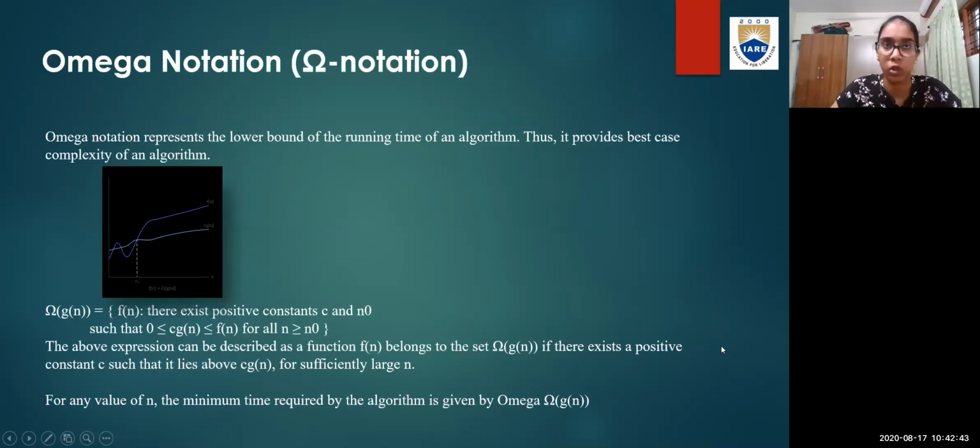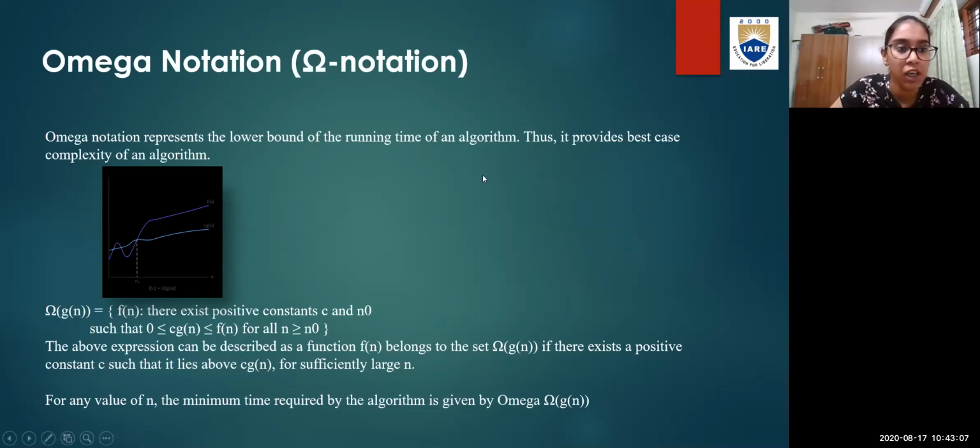Next, your omega notation. This will give you the lower bound of the running time of an algorithm. That is, your f of n will be up and your C into g of n will be down. So it provides the best case complexity. Your omega notation will give you the best case complexity, your big O notation will give you the worst case complexity, and your theta notation will give you the average case complexity.